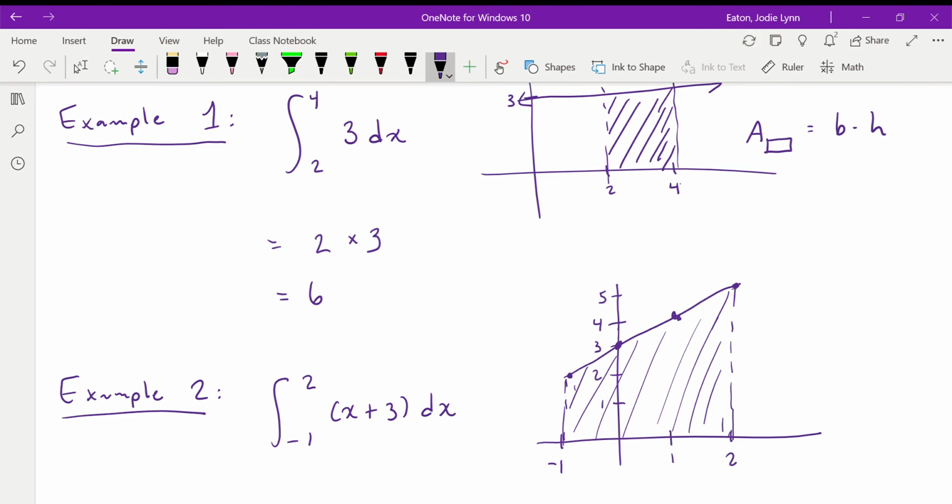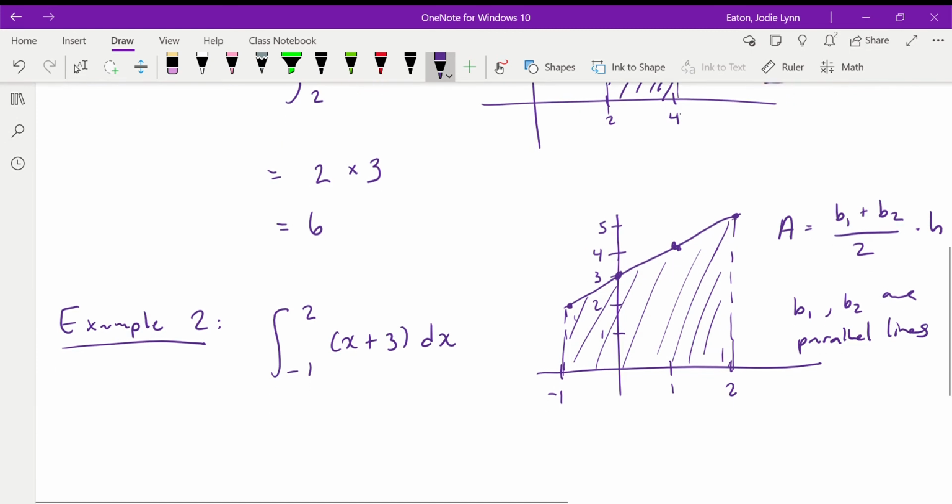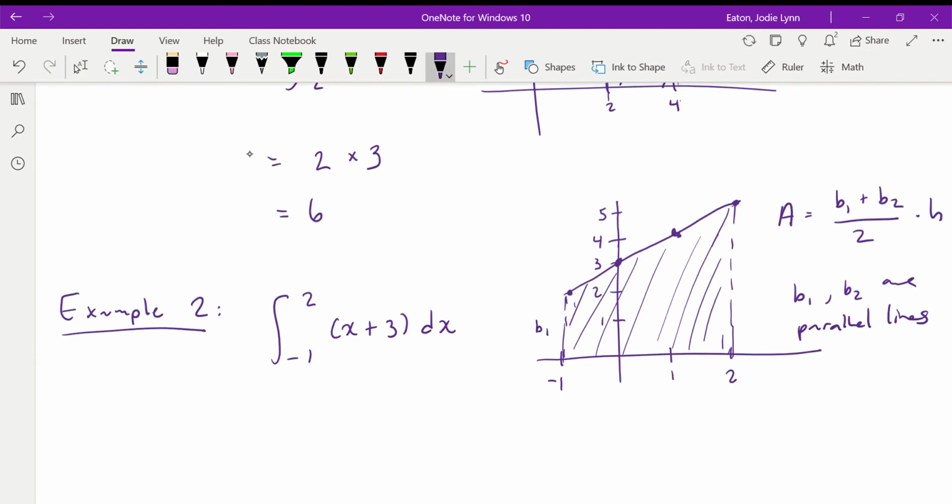We can think of breaking it into a rectangle and a triangle, or we can use the area formula for a trapezoid directly. So this area equals base 1 plus base 2 over 2 times the height, where B1 and B2 are parallel lines. Okay, so this is our B1. This is our B2. And our height is the perpendicular distance between them, so that's that length there. So my area is, this is a height of 2, this is 5, our base 1 is 2, base 2 is 5, so 2 plus 5 divided by 2 times our height of 3.